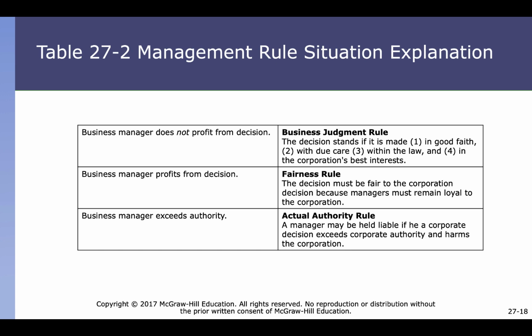Management must act appropriately when managing a corporation because they're acting on behalf of shareholders. And there are some rules that apply: the business judgment rule, the fairness rule, and the actual authority rule. On the left, you can see when these rules apply, and on the right, you can see what the rule is. So if a business manager does not profit from a decision, you would use the business judgment rule. If a business manager profits from a decision, you'd use the fairness rule.